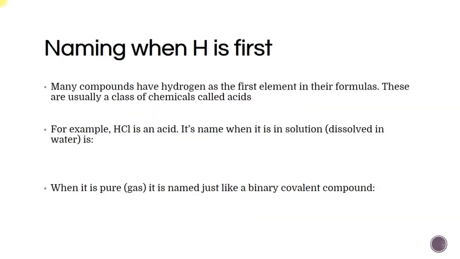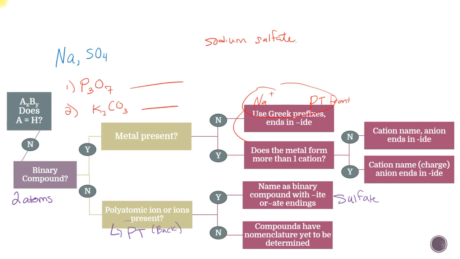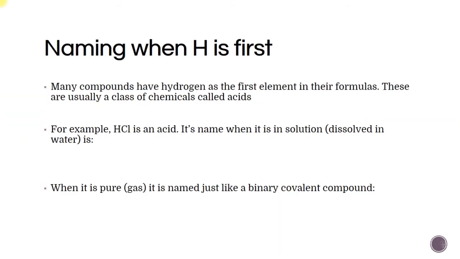All right, so now the next category. So we said that the other half of this flow chart is going to be when there's an H in the front. When there's an H in the front, it means that it's an acid. Okay.